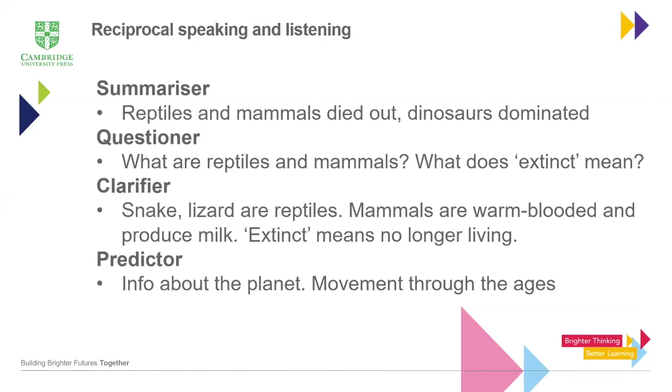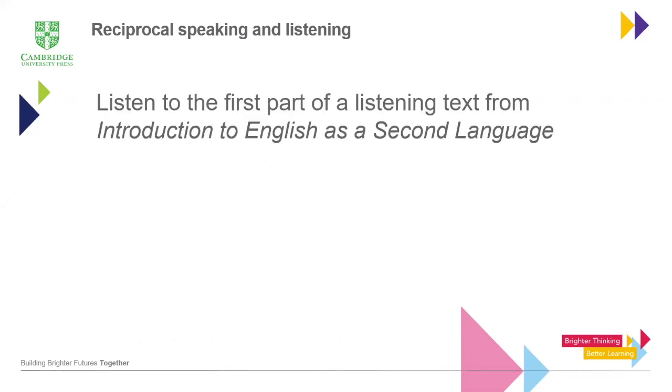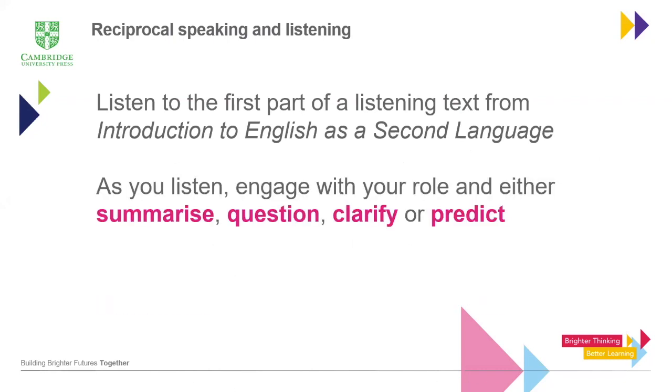And I'm going to show you now the text that I read, and then we're going to move on and listen to the second part. So here's the actual text. I'll just give you a few seconds to read that. Okay. So now you're going to listen to a second part of the text. It says first part, but it should say second part. And again, engage with your role. Either summarize, question, clarify, or predict. It's entirely up to you. You can keep the same role that you had the first time, or you can change the role that you had. So here's the second part of the text.